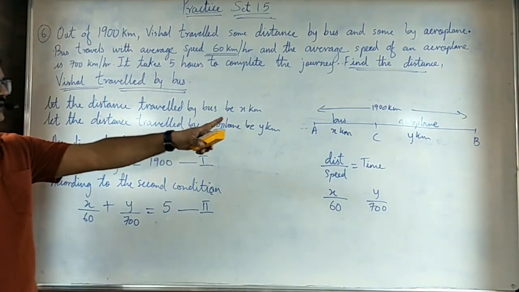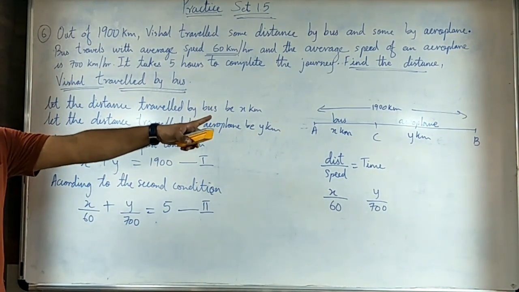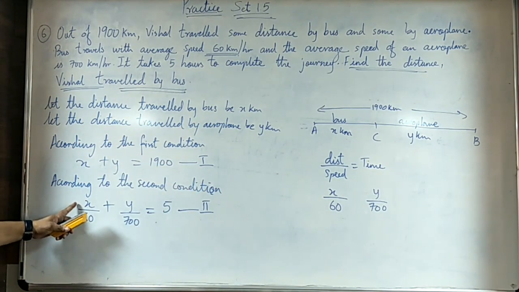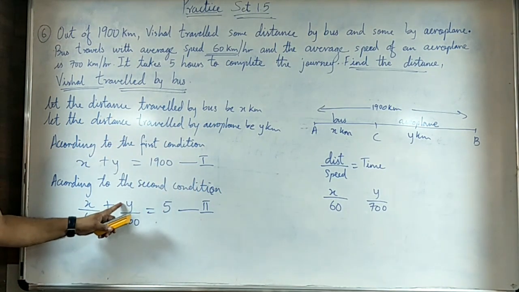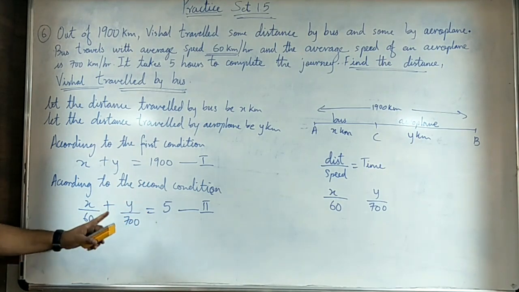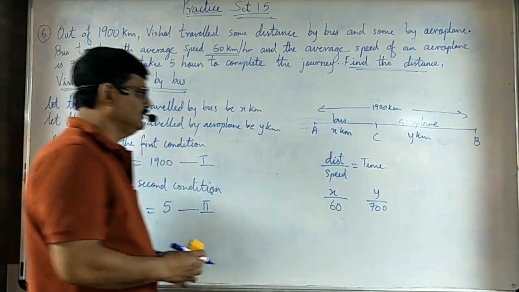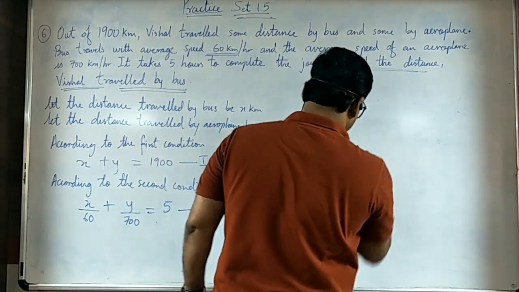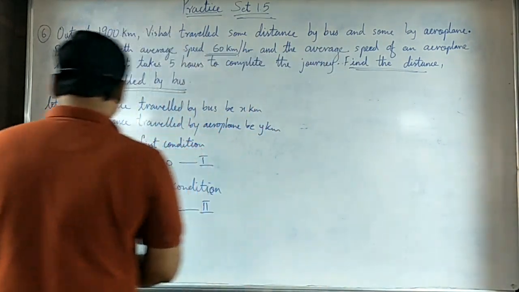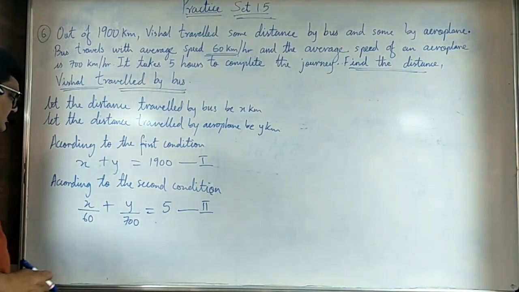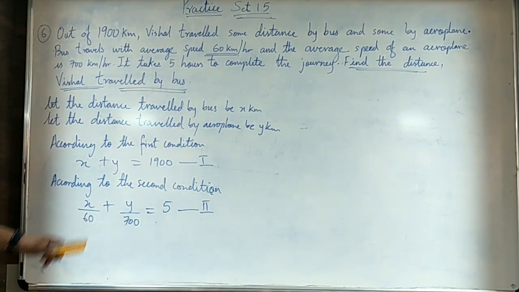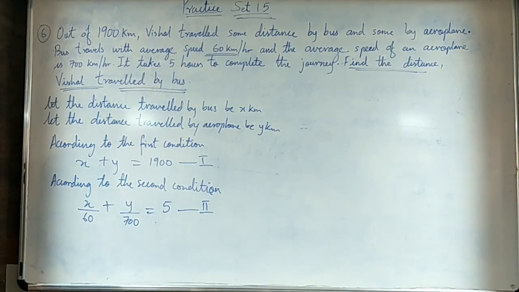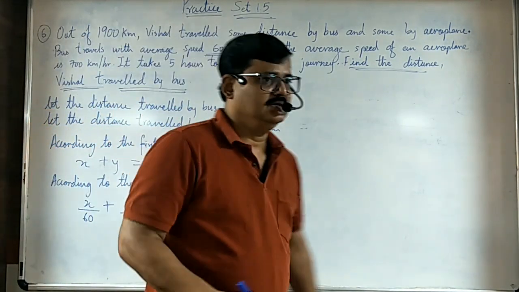So can you see this over there? The diagram which I have drawn is for equation number 1, and the formula which I have written for equation number 2 is distance upon speed is equal to time. And this is how I got it. Now this is not in the standard form. This x upon 60 is not in the standard form, and here also y upon 700 is not in the standard form. So you have to get it into the standard form.